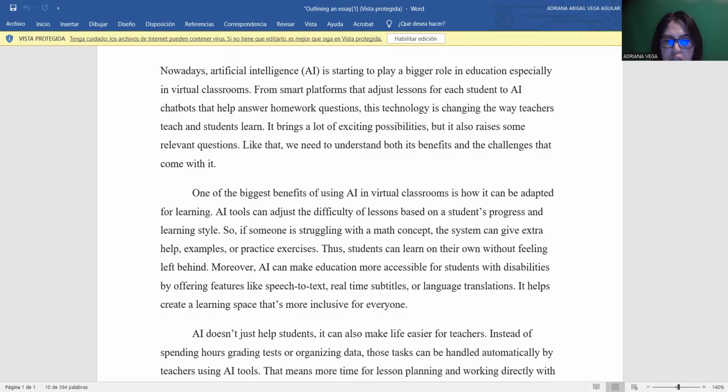This presentation explains the structure of an essay about AI in virtual classrooms. It introduces the topic and thesis, highlighting the need to understand both benefits and risks. The first body paragraph focuses on the benefits for students such as personalized learning and accessibility. These points show how AI can support diverse learners and improve education.